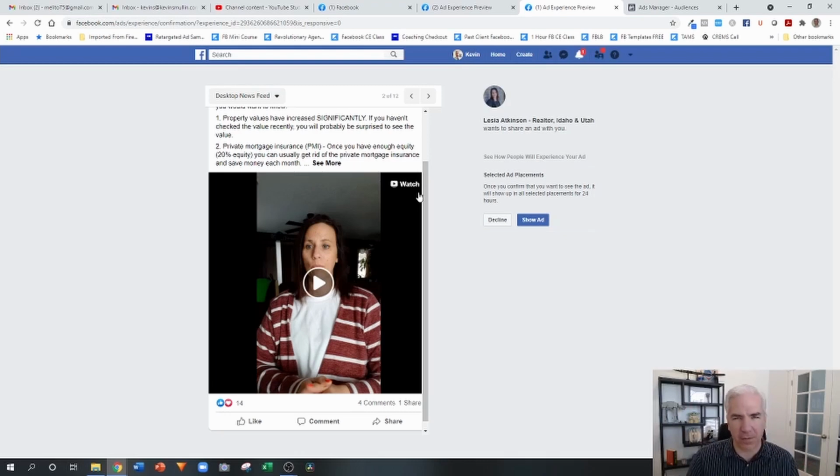If you were to read this full ad, it's a little bit longer, but it gives several different reasons as to why people would want a market analysis. One is, if you haven't checked the value of your home recently, with as fast as property values have been increasing, chances are you're going to be significantly surprised by how much your property value has gone up. The second reason talks about private mortgage insurance. Because properties have gone up so much, there's a good chance they have 20% equity, and that would allow them to get rid of mortgage insurance and save money on their payment every month.